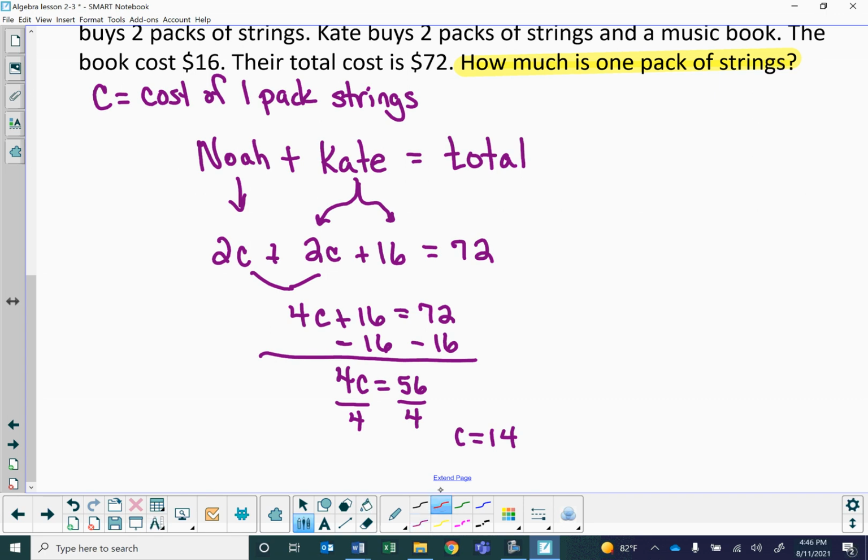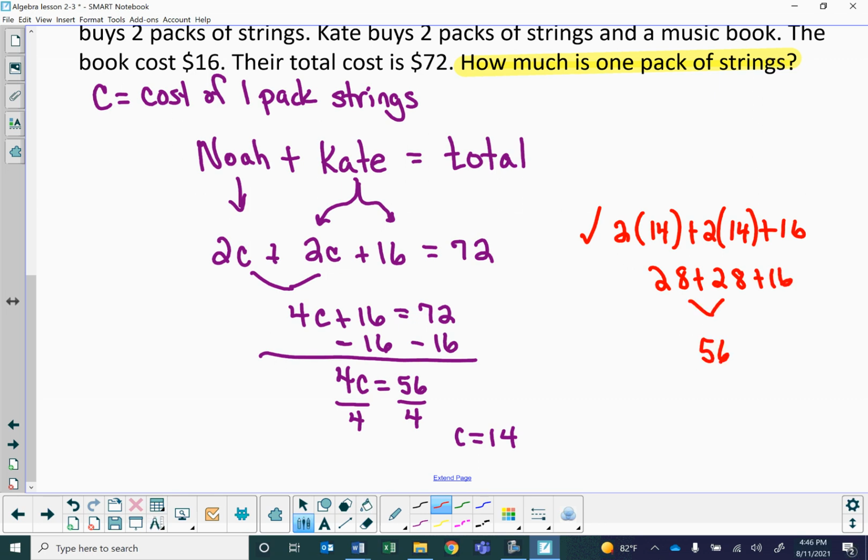Let's check this out and make sure this is right. So checking this, 2 times 14 plus 2 times 14 plus 16. So 28 plus 28 plus 16. Well, 28 and 28 is 56. 56 plus 16 is 72. So that checks out. So 1 pack of strings costs $14.